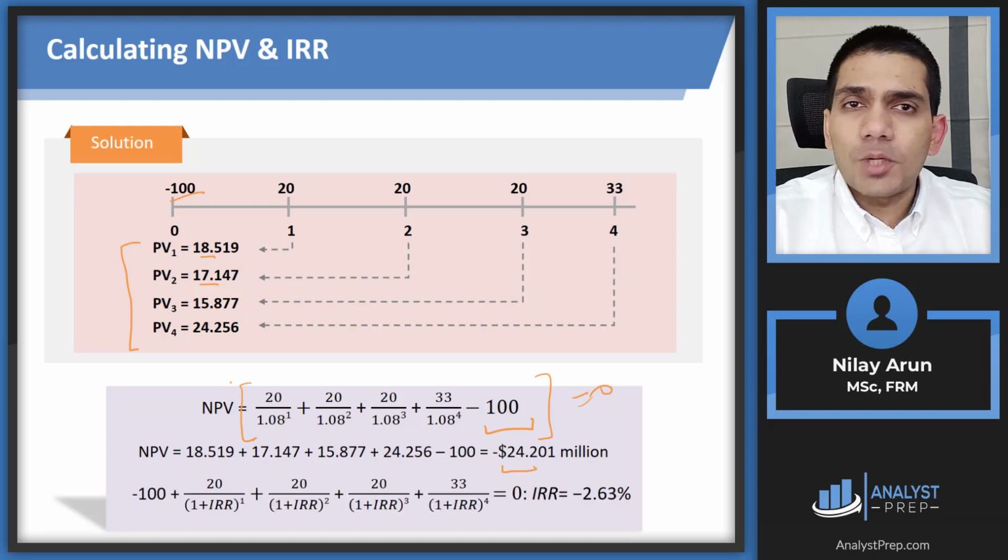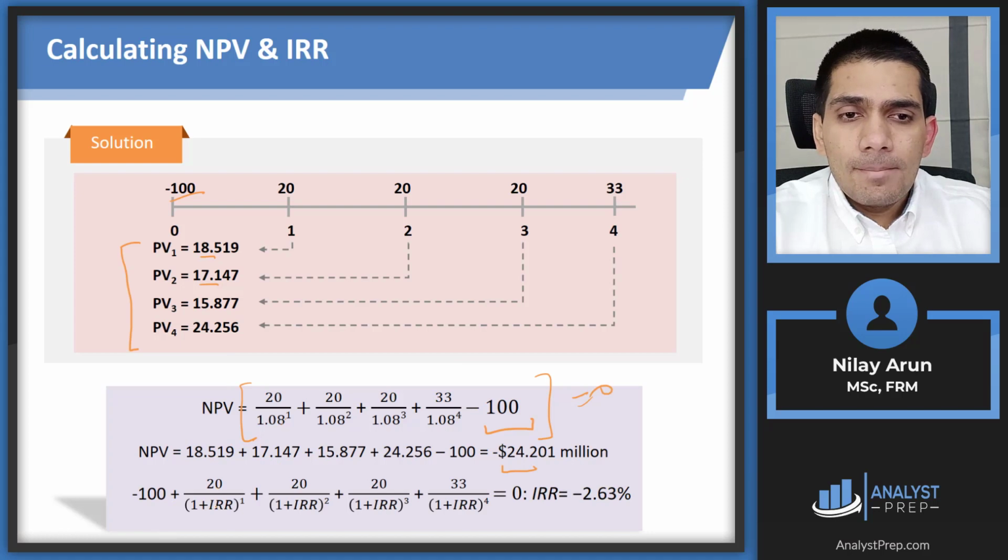This is the kind of expression that we are going to end up with. So the same equation with unknown interest rates, that is basically the IRR. We have to subtract 100 here as well, and we equate that to 0 because IRR is that rate that makes NPV equal to 0.